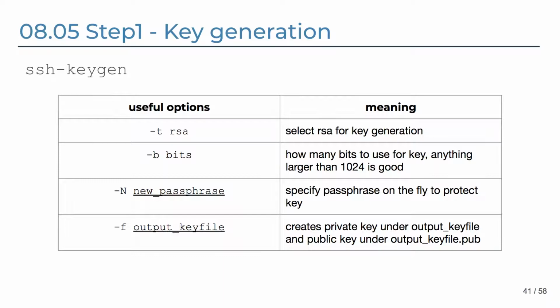Especially for ssh-keygen, you can select the algorithm. You can select how many bits you want to give the key. The more, the better, right? The more secure. You can give it a passphrase and you can save it into a specific file, which will create the private key file and the public key file.